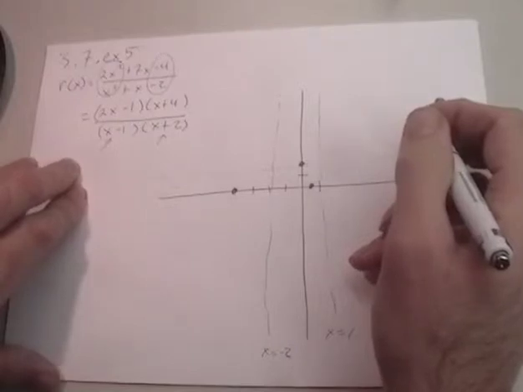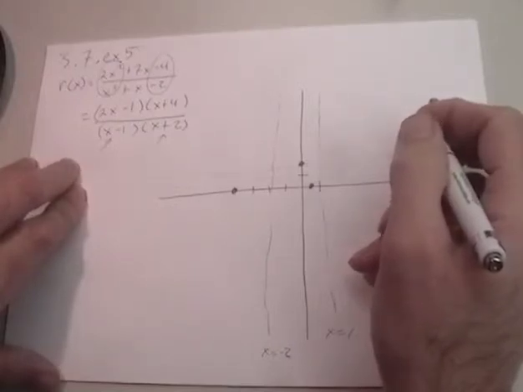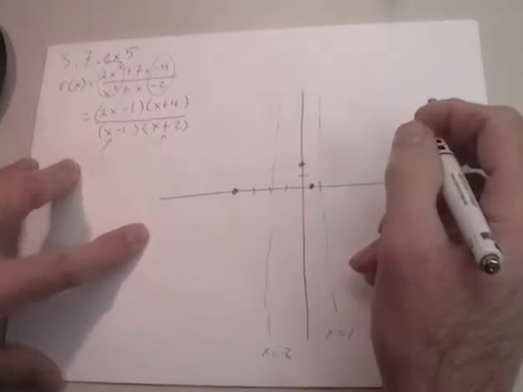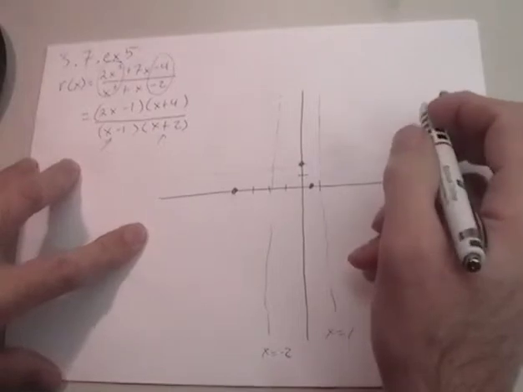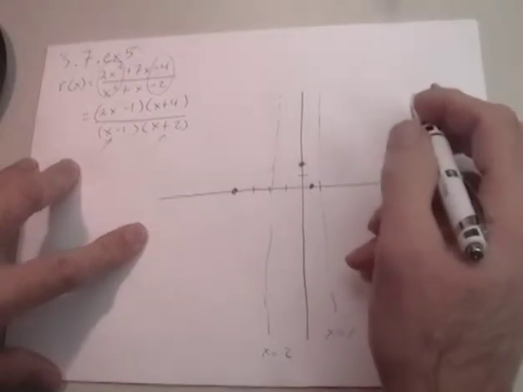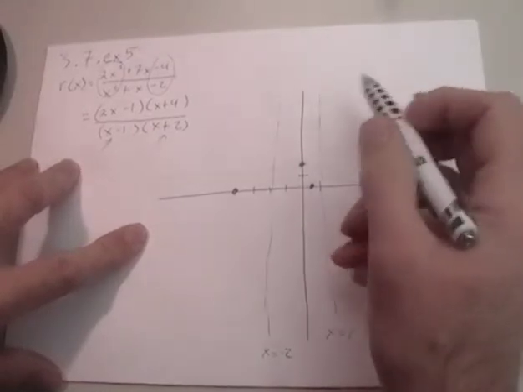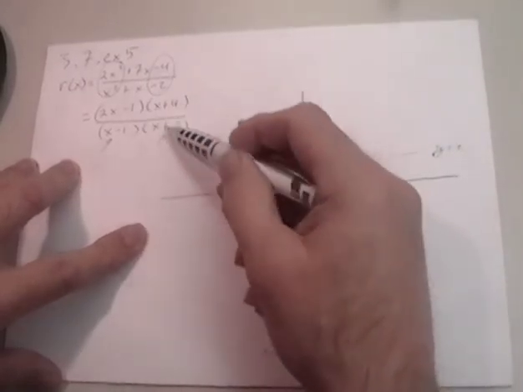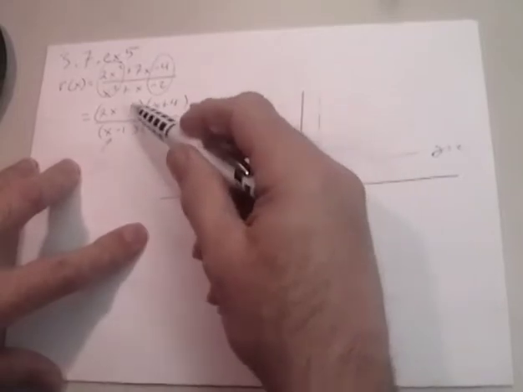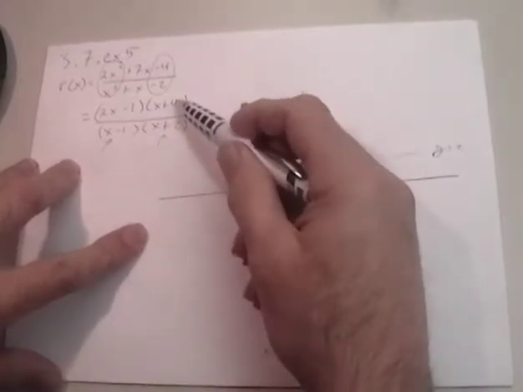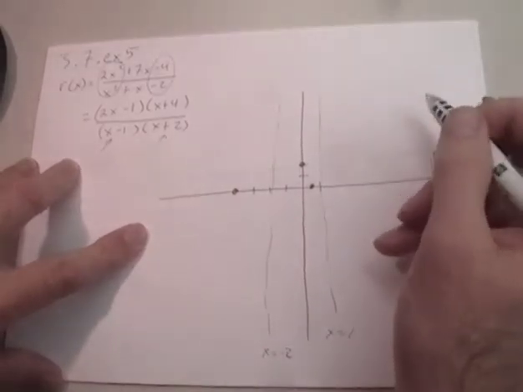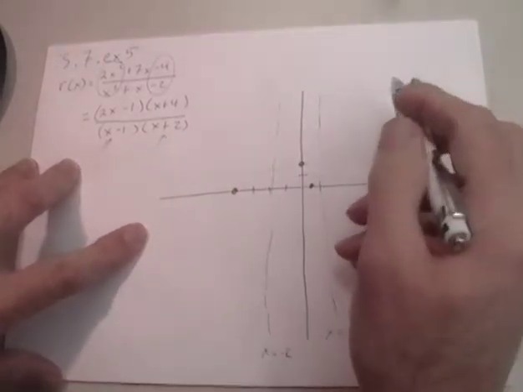One more thing that we can do is look at the behavior of the graph when it is above and below the axis. The biggest clue here is that it's going to alternate either above or below whenever it passes through one of these points. In this case, with all single roots, whenever it passes through one of these points, it's going to change from positive to negative, or negative to positive.